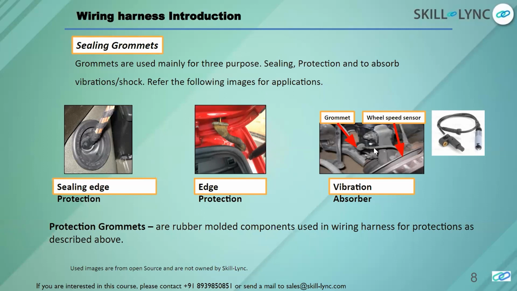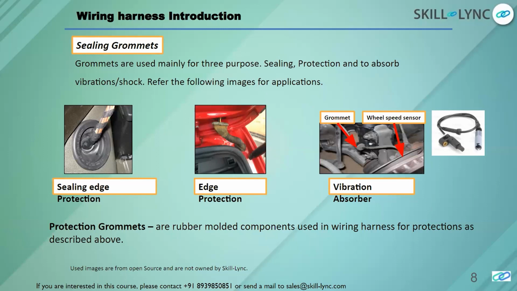So there you are able to see the sensor along with the wires, and then there is a grommet to make sure that these wires don't vibrate much. Okay, so that's where we are going to find this kind of vibration absorption grommets, correct? So these are again rubber molded parts, which are used for sealing purpose as well as for absorption of vibrations, correct?